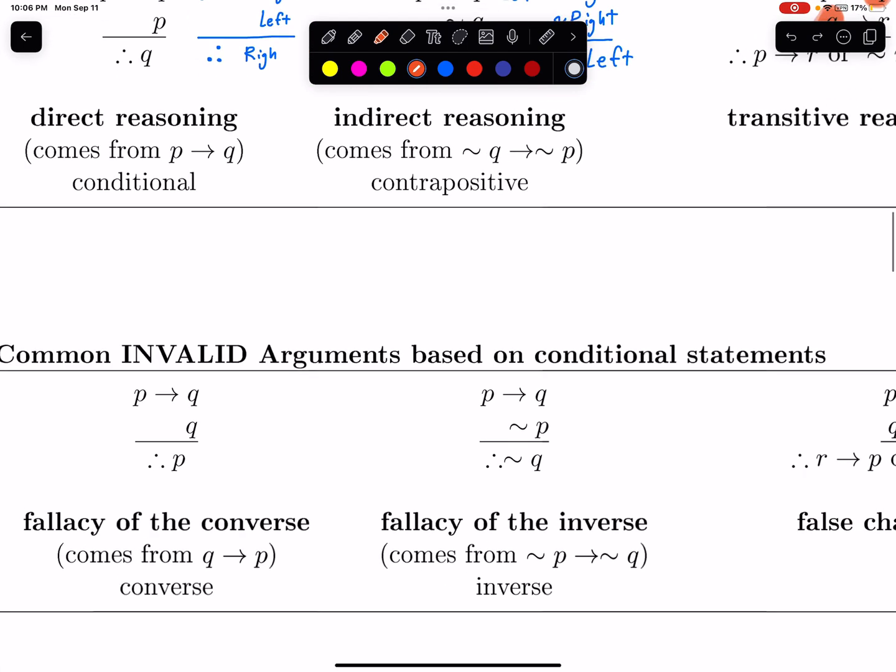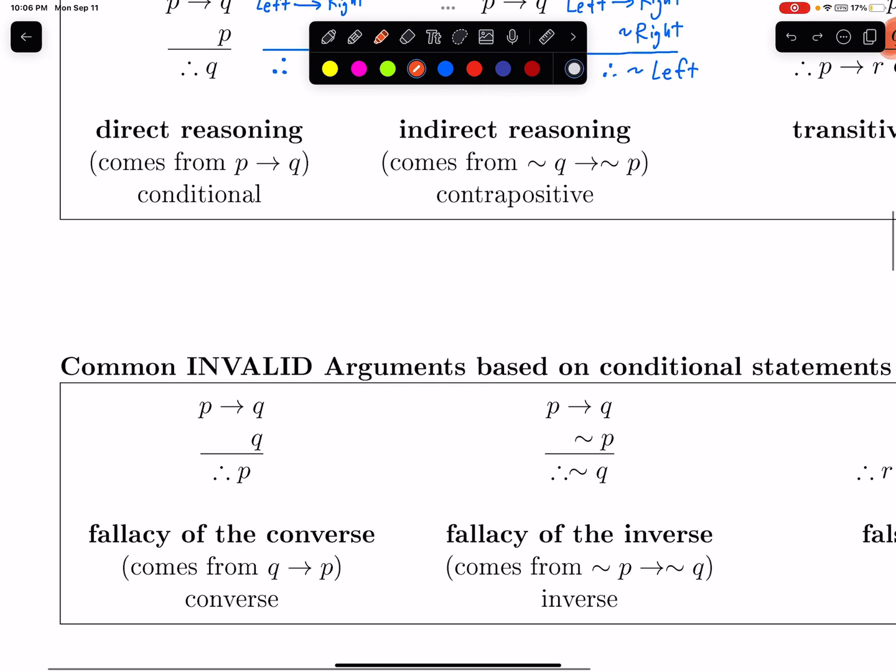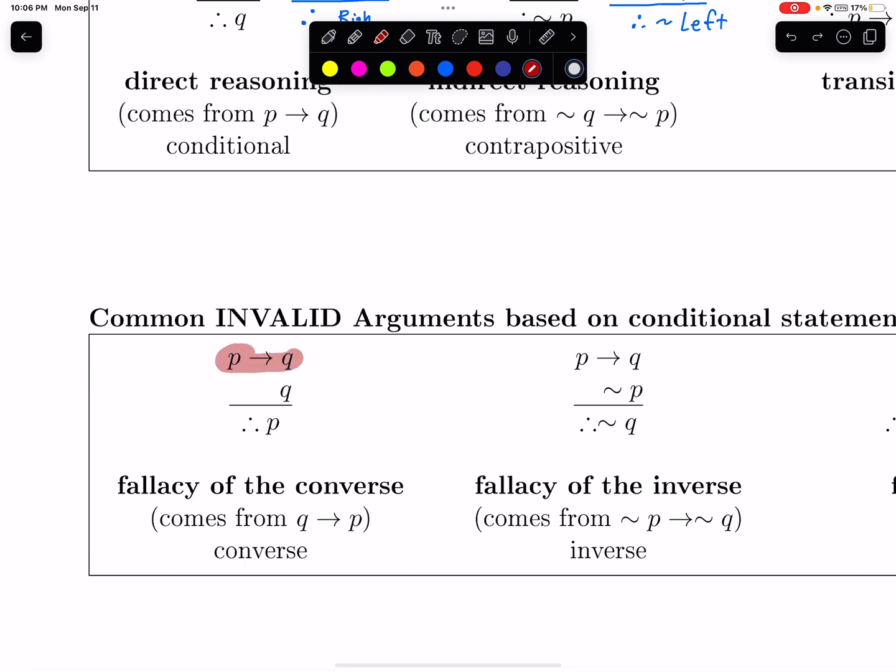Okay, let's look at the common invalid arguments now. So we're going to switch our color coordination to red now. So same initial premise, right? This time, instead of going from left to right, I'm going from right to left. That's the converse pattern, right? If I know if P then Q, then I try to argue from Q back to P. That doesn't make sense. That's the converse. I'm going from the right to the left. That is an invalid argument. It's a bad argument, and so we call it the fallacy of the converse.